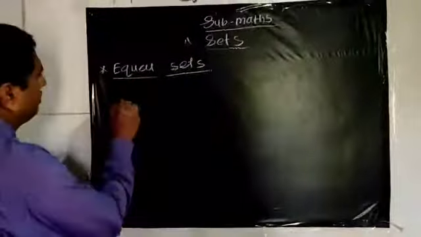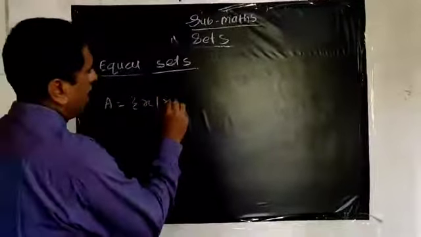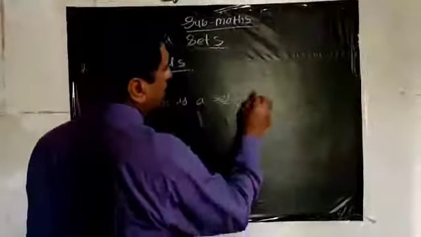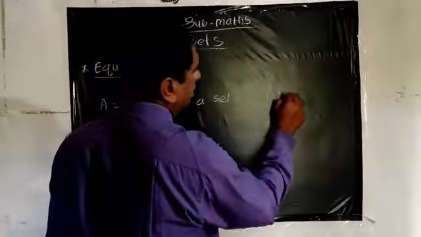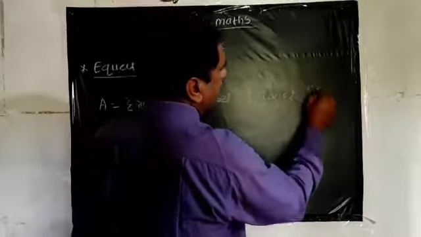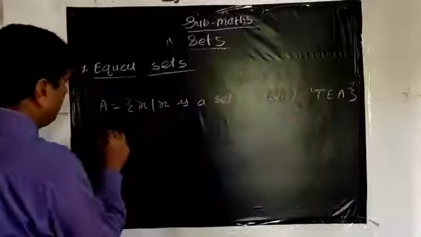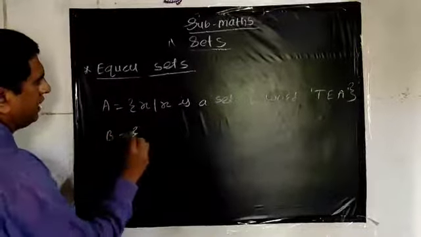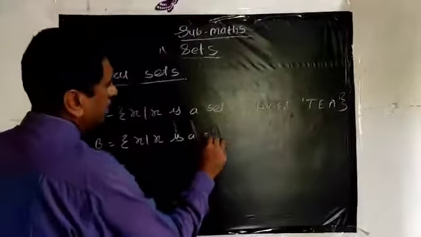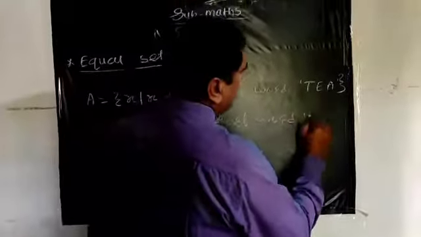Suppose, for example, A equal to {x : x is a letter of the word TT}, or set B equal to {x : x is a letter of the word it}.